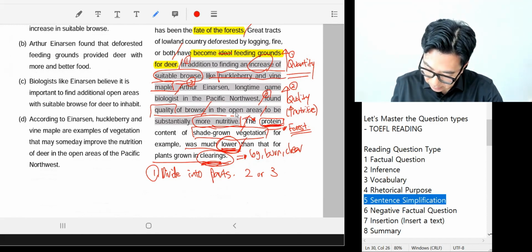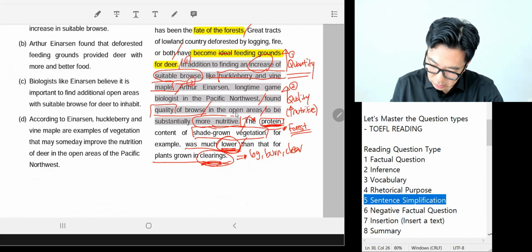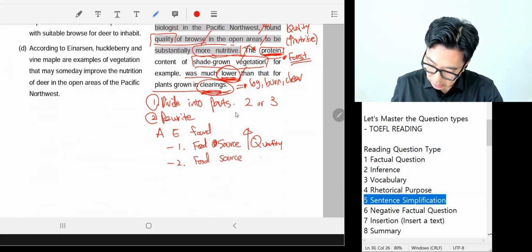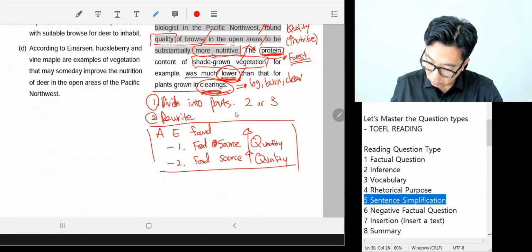So if I rewrite the sentence, before looking at the answer choice, I would write: Arthur and Larson found that food source quantity has gone up, and food source quality became more nutritive as well. I'm paraphrasing, okay? So that's how I would rewrite this sentence.